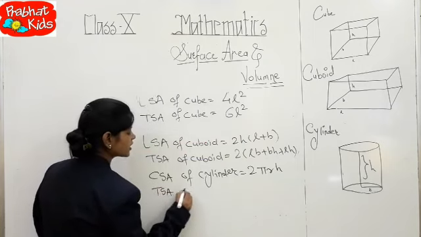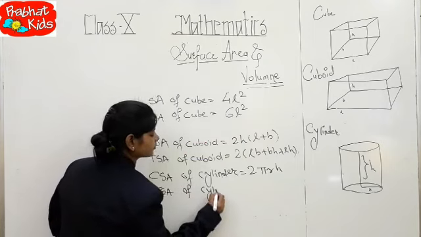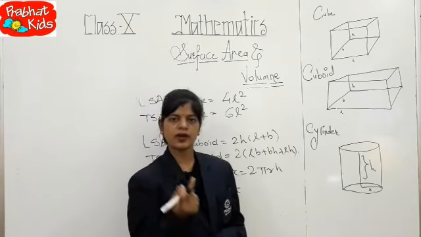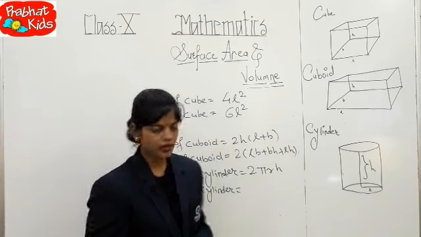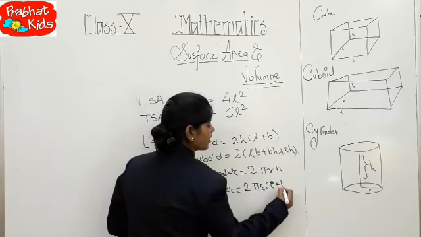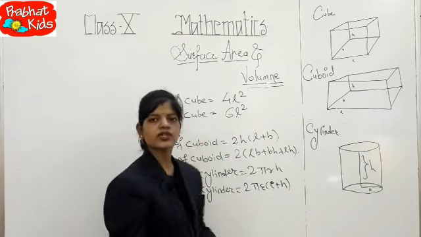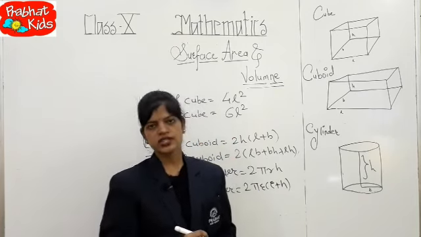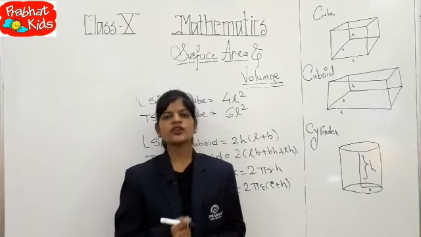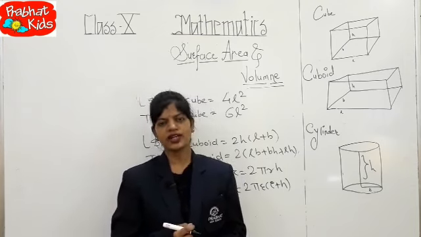And the total surface area of cylinder is the circumference part plus the area of the upper and the lower part. So it will be 2 pi r in bracket r plus h. Dear students, in the same way you can find the surface area of cone, sphere and hemisphere. Do this in your notebook and send the snaps on ATAP.